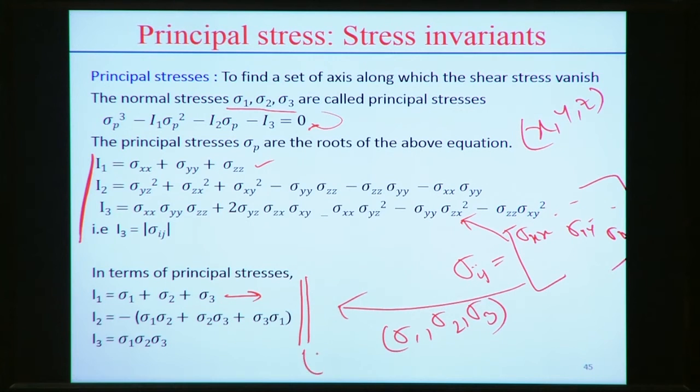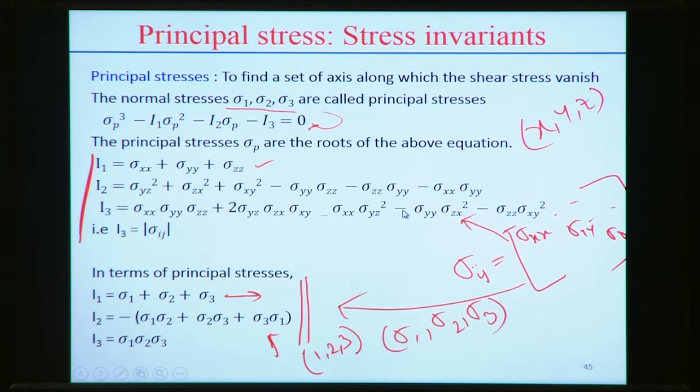So we can say that in the 1, 2 and 3 axis system the stress invariants are represented, and here, in terms of the original xyz coordinate system, the invariants are represented.